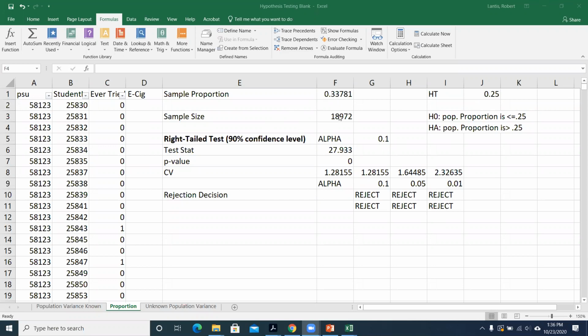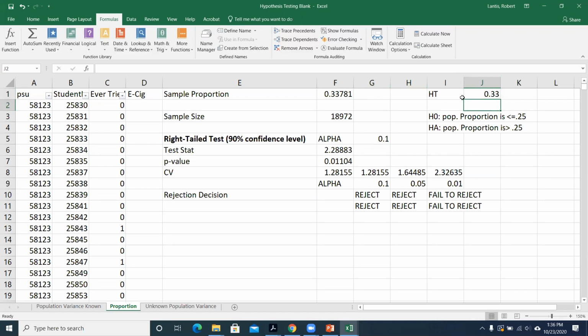Obviously, when I take a sample of like 18,000, now notice I use the cell reference because I could start to say, well, is it greater than not just 0.25, is it greater than 0.3? Well, I can still reject it at the 99% level, right? Well, what about 0.32? I can still reject everything, right? I can actually say that up until I get to like 0.33, which my sample proportion was just barely above.